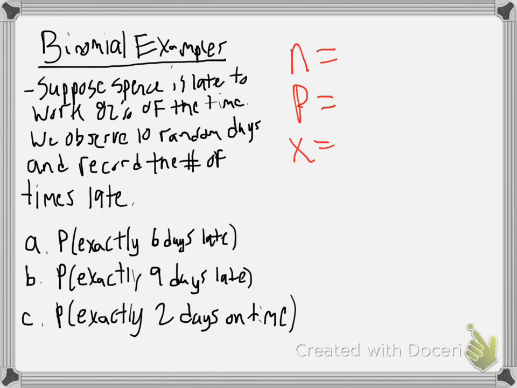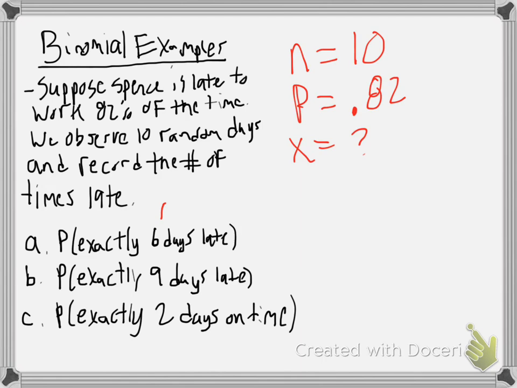Yes? Okay. That means that if you're going to observe me for 10 random days, the number of trials is 10. The probability that, now this is where success is not the best word, but the probability that I am observed as being late, which in this case we'll consider a success, is 82%. Now x depends on the problem, and that's what A, B, and C are about. So, we're going to figure out what x is depending on the question.